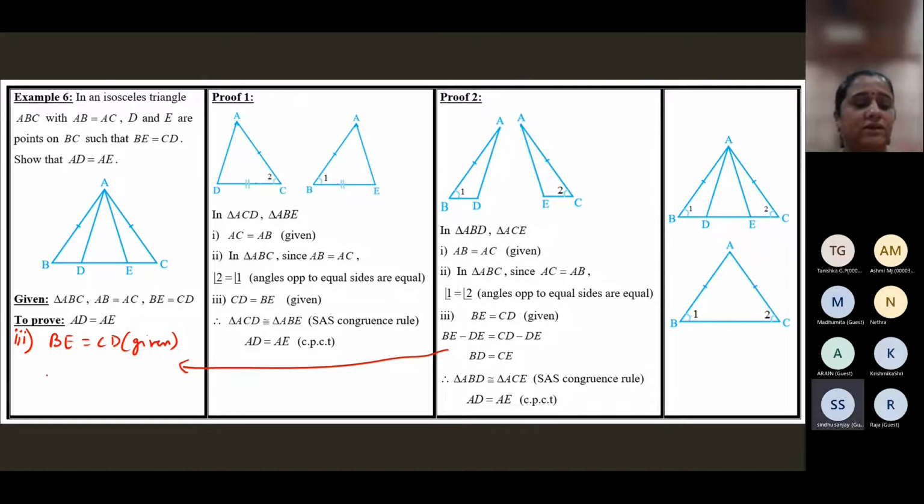How can you write BE? BD plus DE, ma'am. BE equals BD plus DE. Very good. And CE equals CD plus DE, or DE plus EC, or CE, whatever. Okay, so D on both the sides gets cancelled. So we get BD is equal to CE. BD is equal to CE.